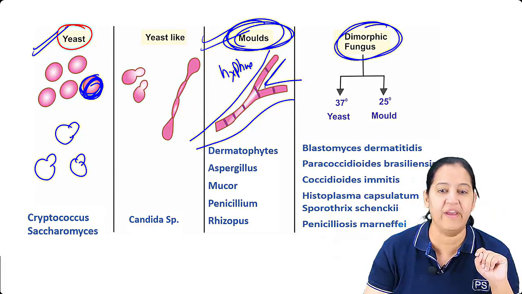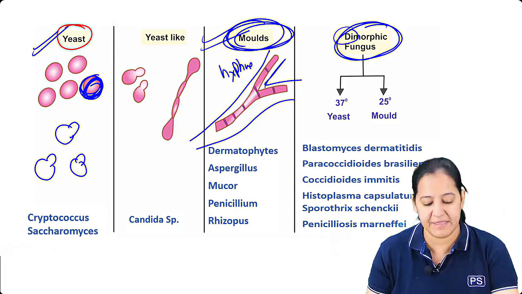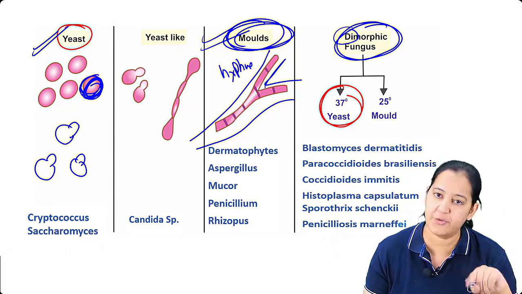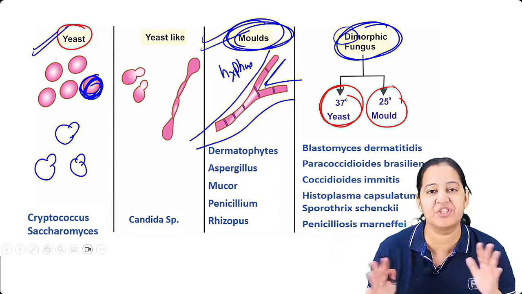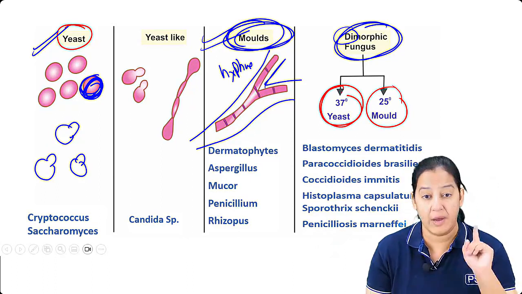See the fourth one, dimorphic. Dimorphic is double; in the name, di means double. I mean to say at 37 degrees, they are spherical, I mean, they are yeast. And at 25, they become elongated, I mean, they become mold. So it is temperature wise. They can be yeast, they can be mold depending on the temperature. Now I left the other category.